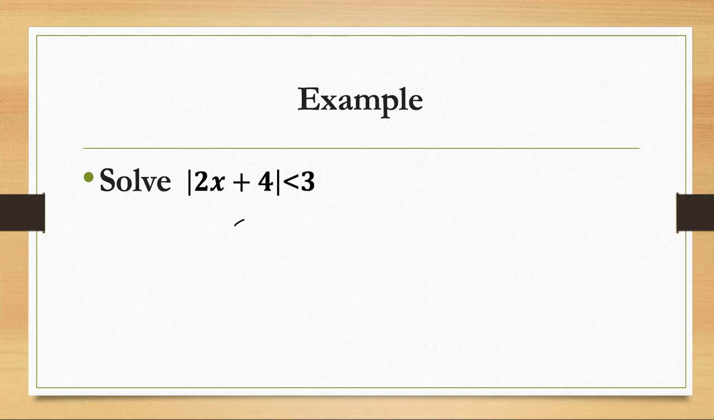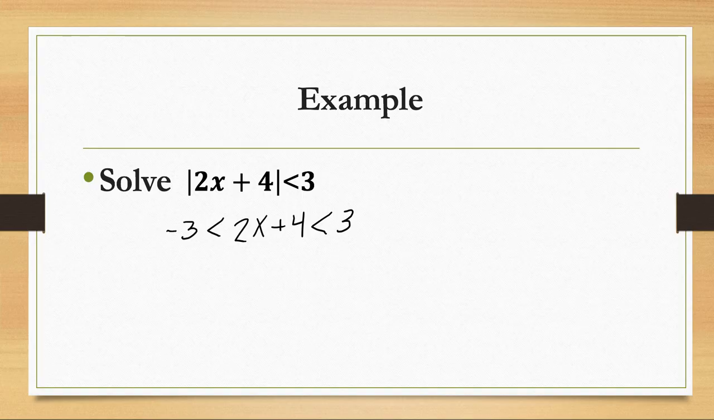So what I'm going to do here is I'm going to have the 2x plus 4. I'm going to take it out of the absolute values, and I'm going to sort of sandwich it in between the positive 3 as it was and also a negative 3. So on a less than absolute value inequality, you're going to take the part of the expression that's inside the absolute value, and you're going to place it in between the positive and the negative part of the number.